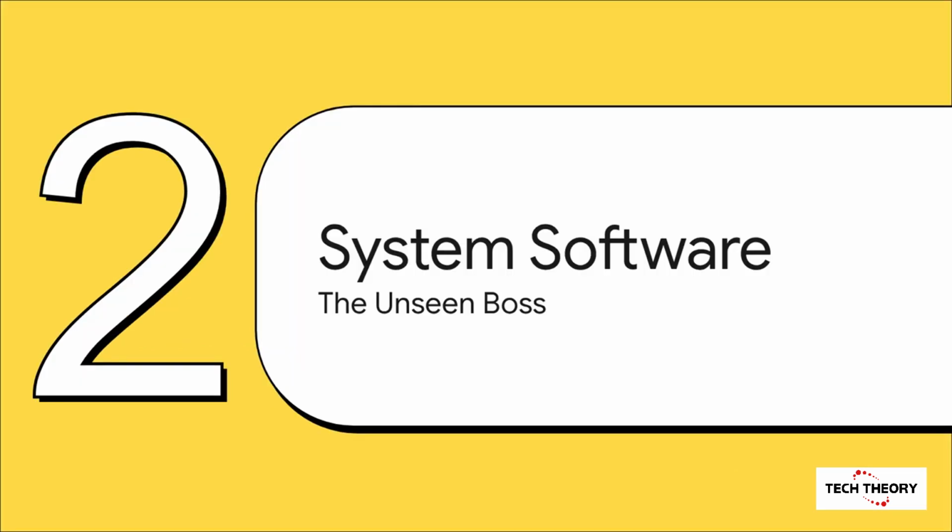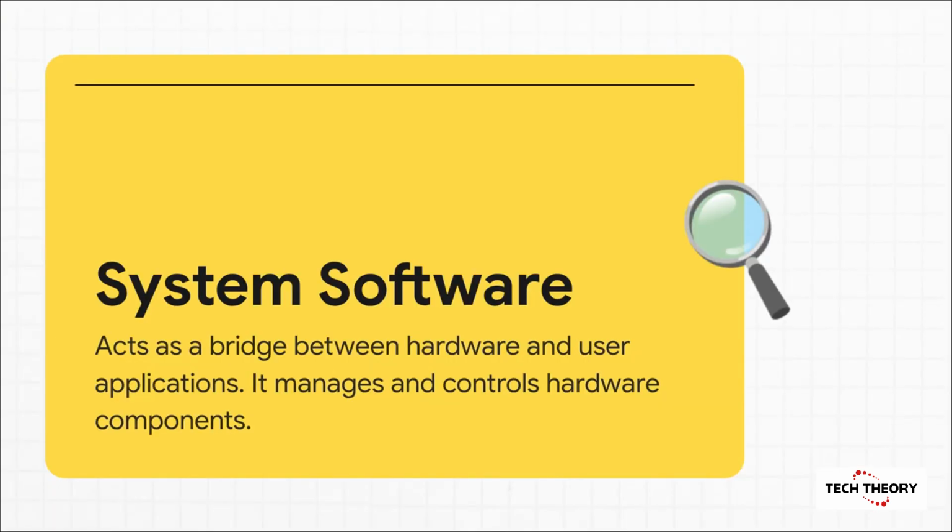Now, software isn't just one giant blob. It's really split into two main categories. And we're going to start with the one that's working constantly in the background, the real foundation of everything: system software. A great way to think about system software is like the computer's subconscious. It's the part of your brain that keeps your heart beating and your lungs breathing without you ever having to think about it. It's that critical bridge connecting the physical hardware to the apps you actually want to use.